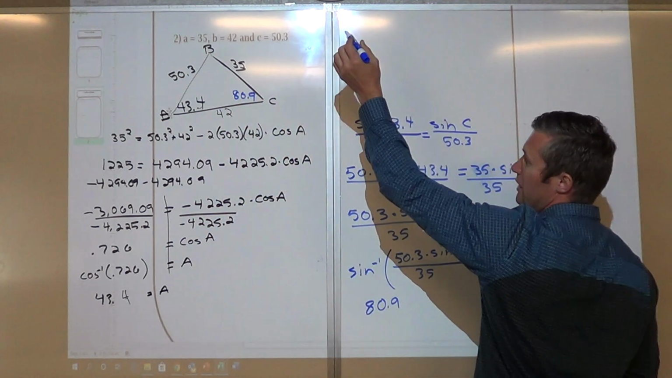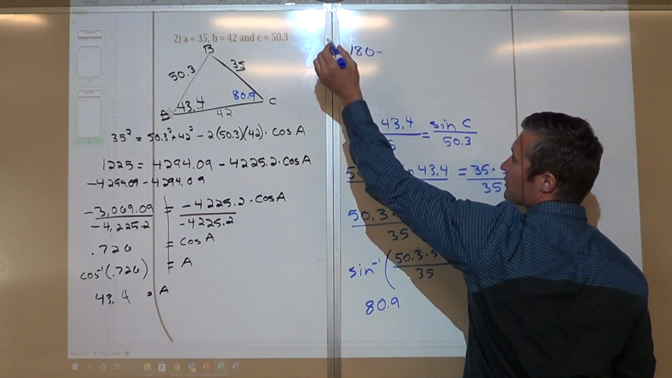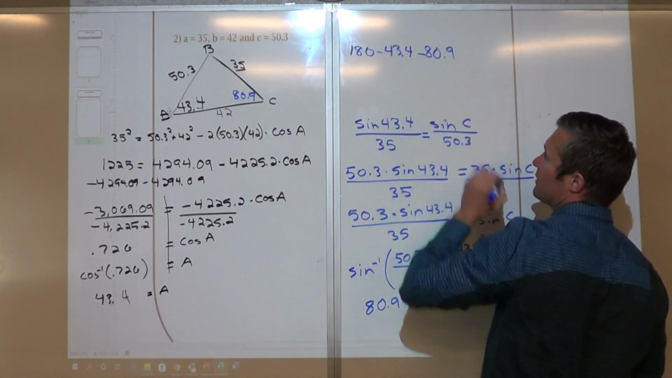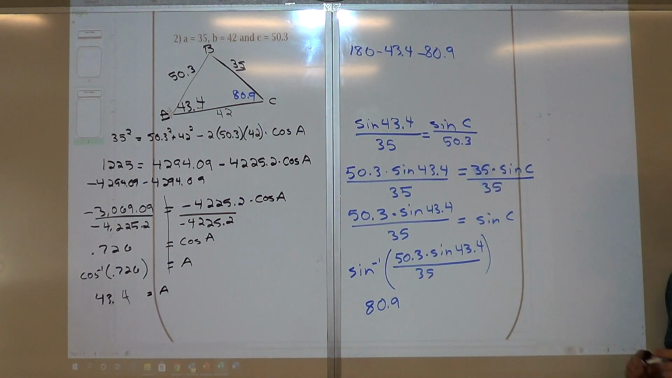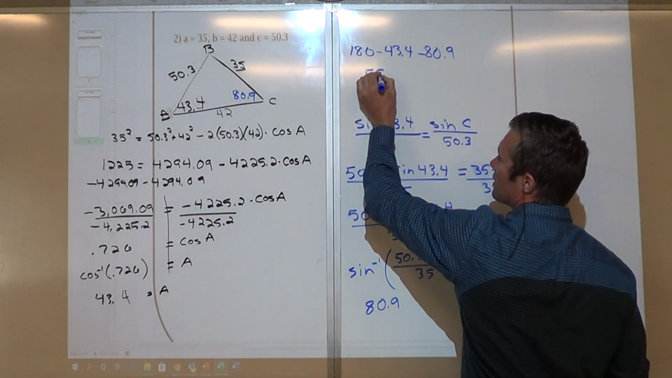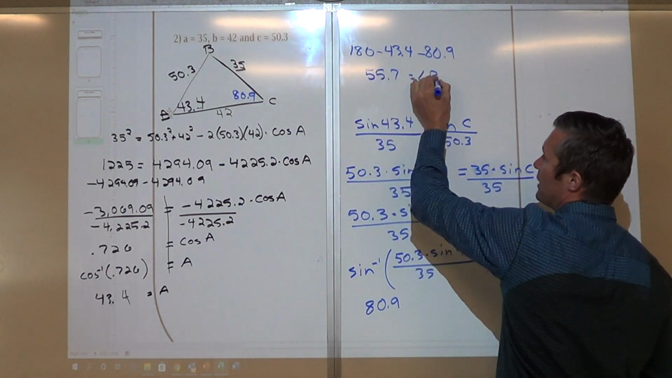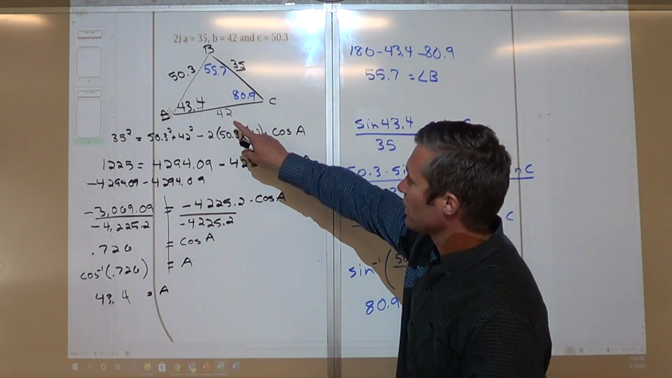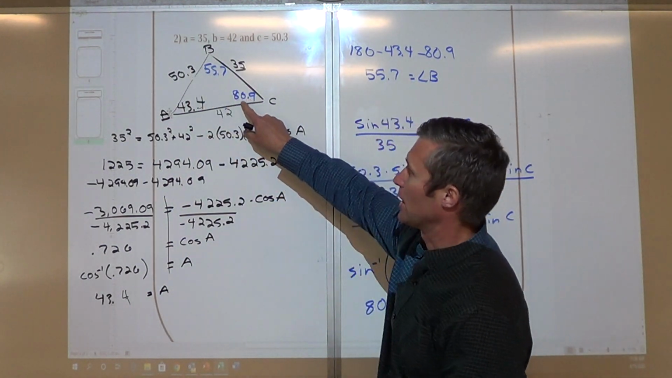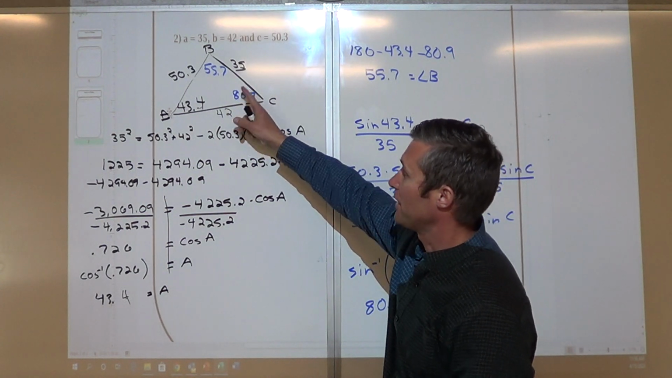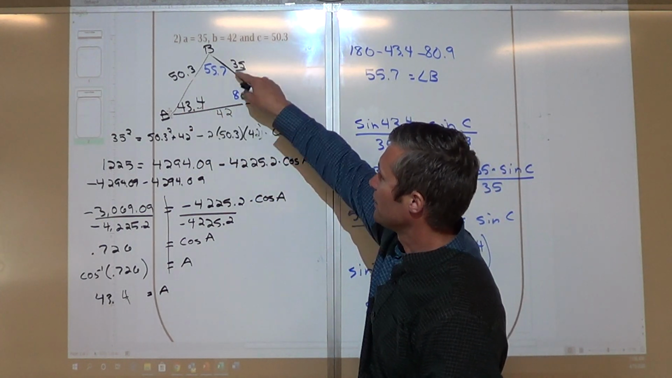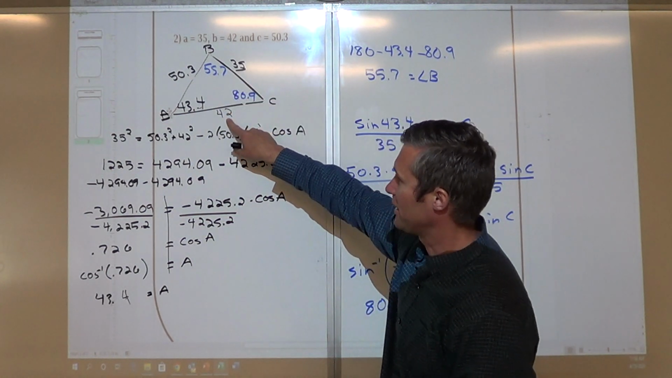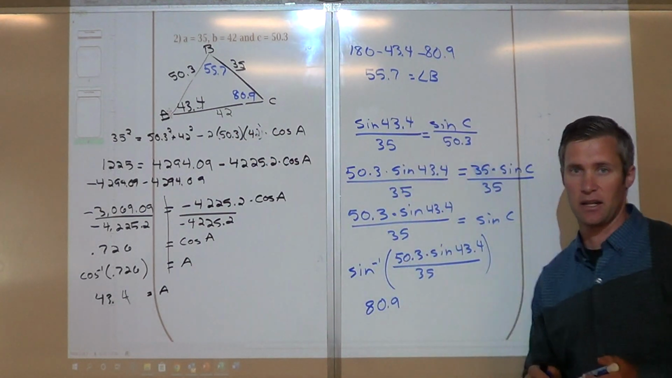So then to get angle B, I go 180 minus 43.4 minus 80.9. And so when we get it, we get 55.7 equals angle B. Again, one thing to check is my longest side is 50.3. My largest angle is opposite, 80.9. My next longest side is 43.4. My next largest angle is 55.7, and my next longest side is 42. So you can check that as you go through.